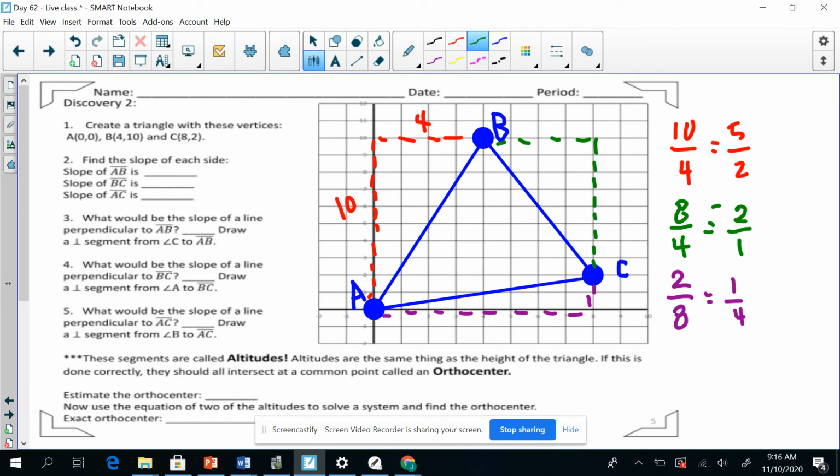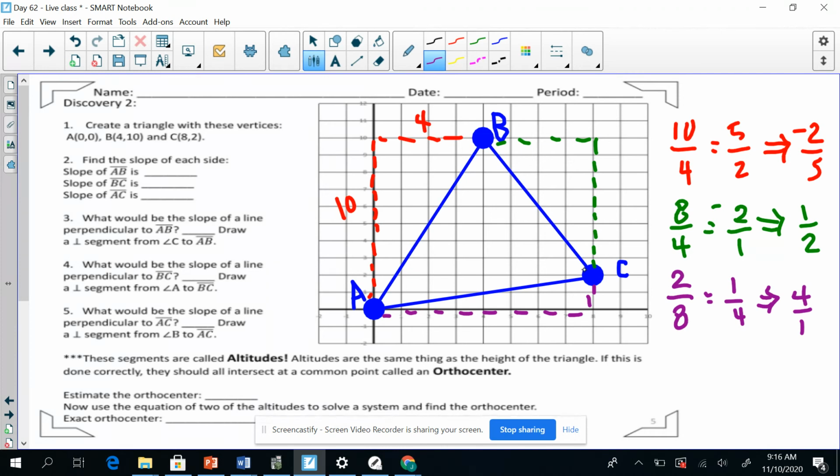What would the slope of a line perpendicular be? Remember that perpendicular lines have an opposite reciprocal slope. So the opposite reciprocal for AB is going to be negative 2/5. Our opposite reciprocal for BC is going to be 1/2. The opposite reciprocal for AC is going to be 4 to 1, 4/1. And then draw a perpendicular segment to angle C.